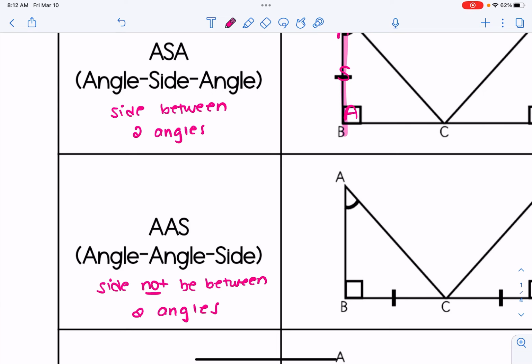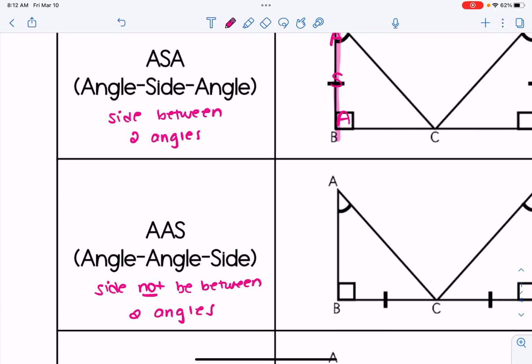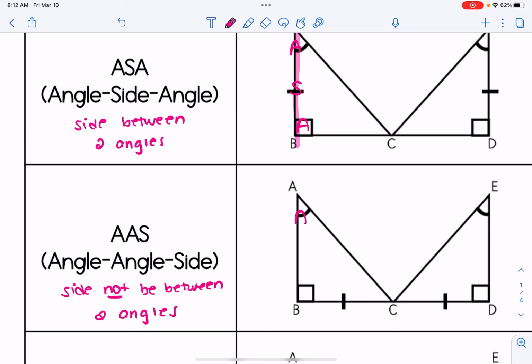So the difference is where that side is located. So if I look at this example here, here's an angle, here's the side. The side that is marked off is not directly between the 2 angles that are marked off. That's what makes this angle, angle, side.